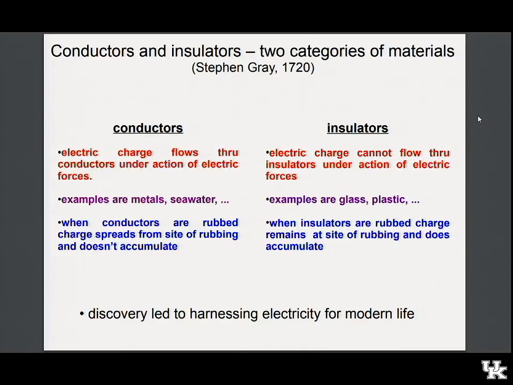Famous examples of conductors and insulators. For conductors, metals, of course. You knew that in preschool or whatever. Seawater is another great example. A lot of solutions are great examples of conductors. What about insulators? Well, you know these too. Plastic is a famous example of an insulator. Amber is a famous example of an insulator. Glass is a famous example of an insulator. So these materials are all around us.